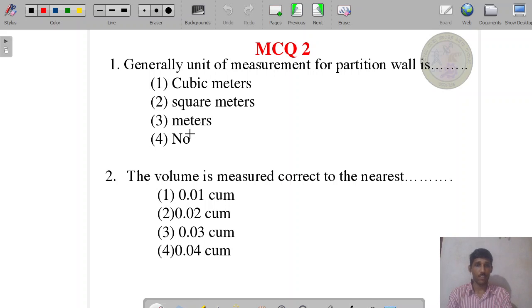Now move on to the second question. The volume is measured correct to the nearest value dash. First option 0.01 meter cube. Second option 0.02 meter cube. Third option 0.03 meter cube. Fourth option 0.04 meter cube. Which is the correct answer?